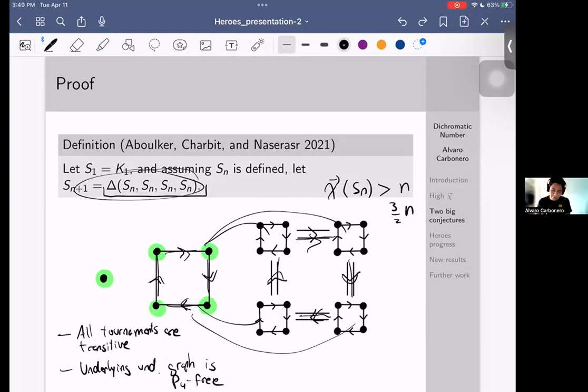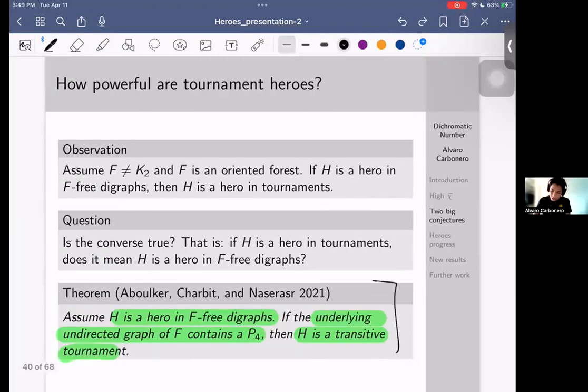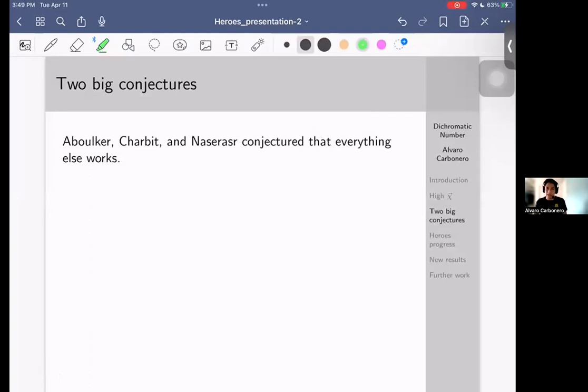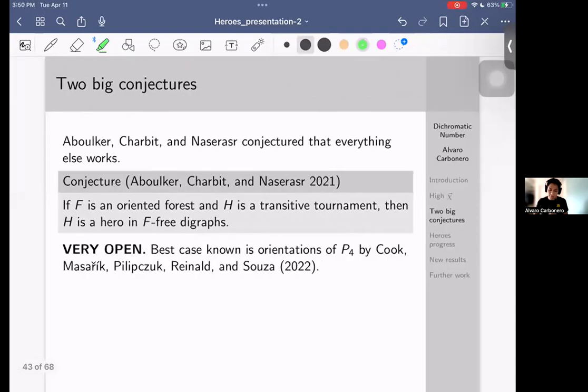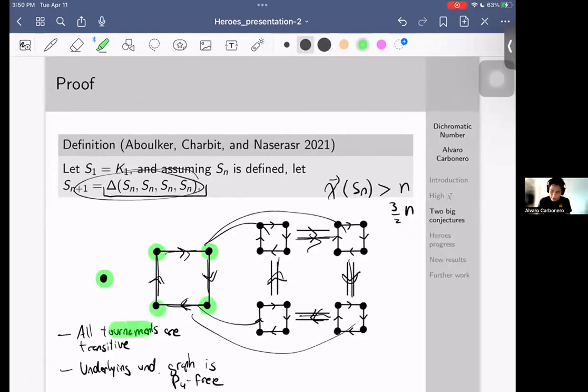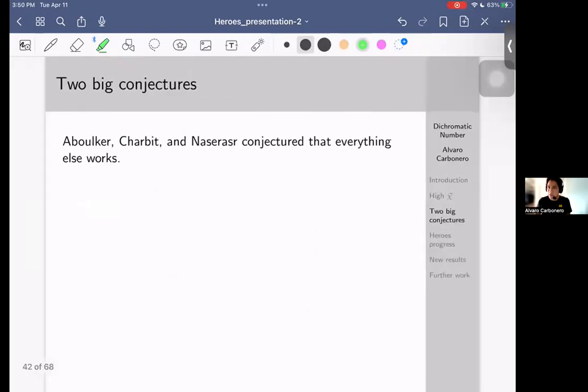And so again, summarizing, we have proven this theorem, which is that if the underlying undirected graph F contains P4, then H is a transitive tournament. What the conjectures are, which we are about 1 slide away from seeing, is that everything else works. They conjectured that every other statement works. That is, they conjecture that if F is an oriented forest and H is a transitive tournament, and this is a construction for just transitive tournaments, they are going to work in other cases.